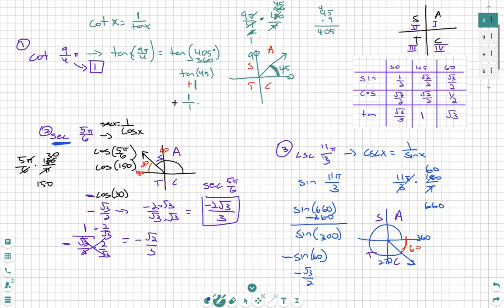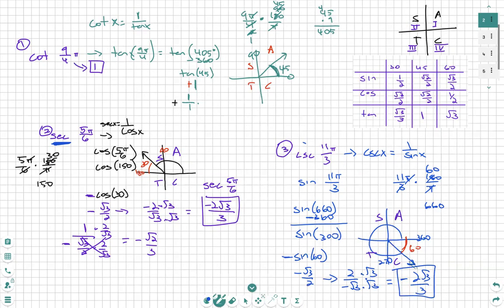-√3/2. However, again, we are looking for the reciprocal, so we must flip that. 2 over -√3. Multiply top and bottom by √3. Pull out the negative to the front. -2√3/3 again is our answer for this one.